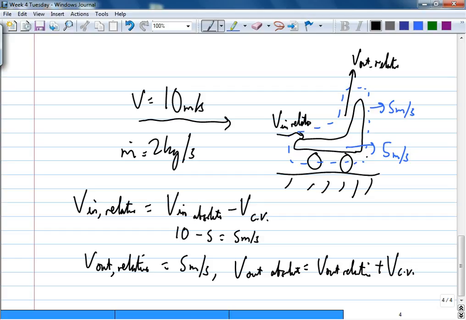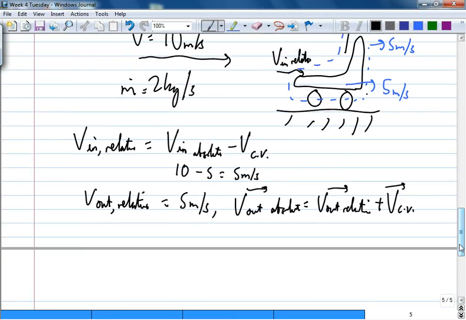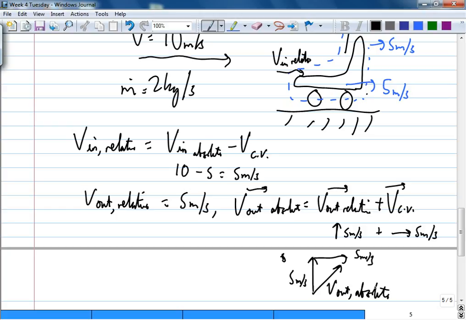But here, I cannot do it so simply. Remember, these are all vectors. Velocity is a vector. Earlier, it was in the same direction, so I could just add and subtract and so on. But if it's not in the same direction, I cannot. So V out relative is actually going upwards at 5 meters per second, plus this one going this way at 5 meters per second. So the absolute velocity coming out is 5 meters per second this way and this one also 5 meters per second. That is V out absolute, or relative to ground. Does that make sense?